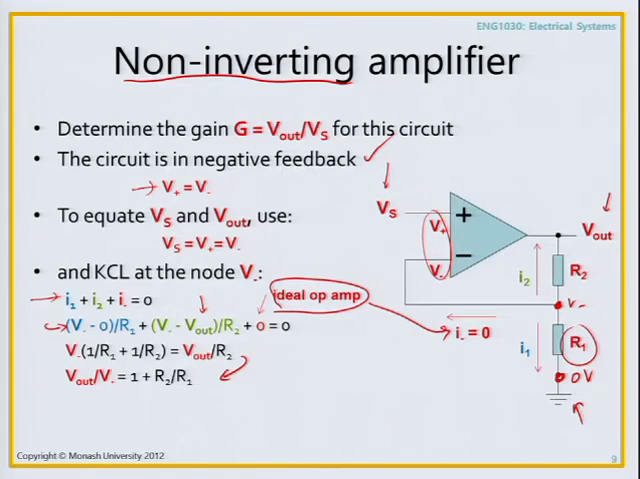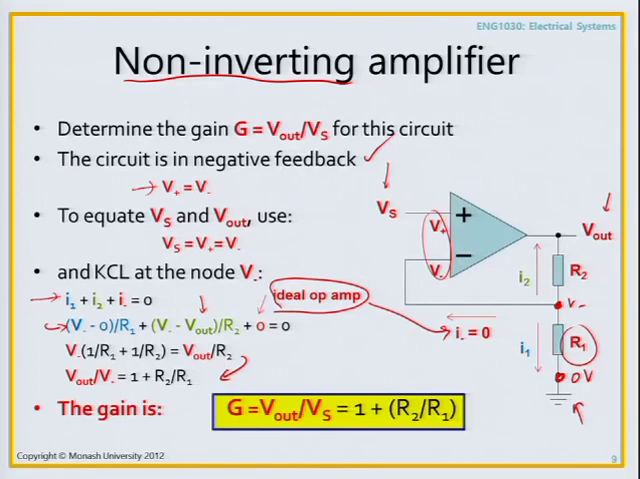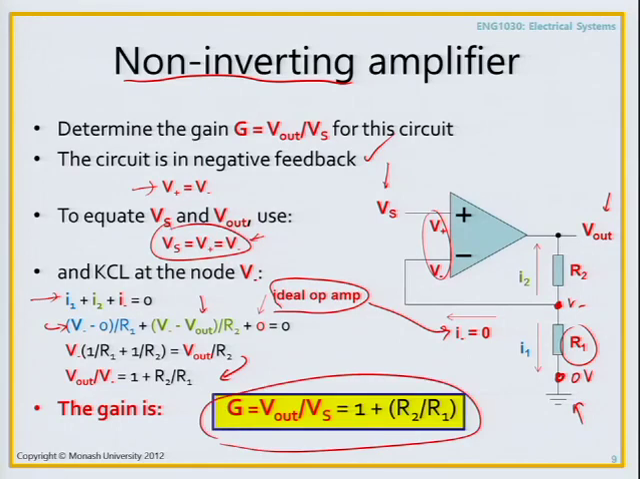So V out over V minus equals 1 over R2 plus R1. And finally, we use this fact here that Vs equals V plus equals V minus, right? To get the overall gain expression for this type of amplifier, which is 1 plus R2 over R1. Okay, so what are the consequences of this?